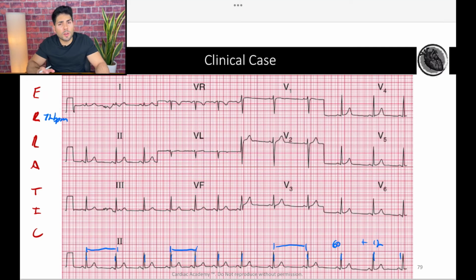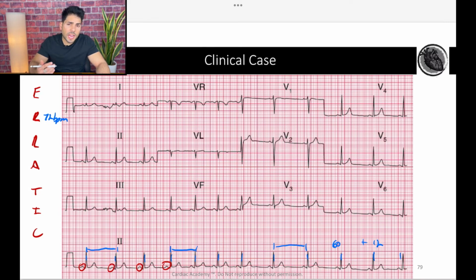Remember that for rhythm, there are 5 main questions we need to answer. First question is, are there any P waves? So let's take a look. And we see that, yes, there are P waves. Then, is there a P wave for every QRS? And we look at the rhythm strip, and yes, there's a P wave for every QRS. After that, is the rhythm regular or irregular? And we already determined it's an irregular rhythm.